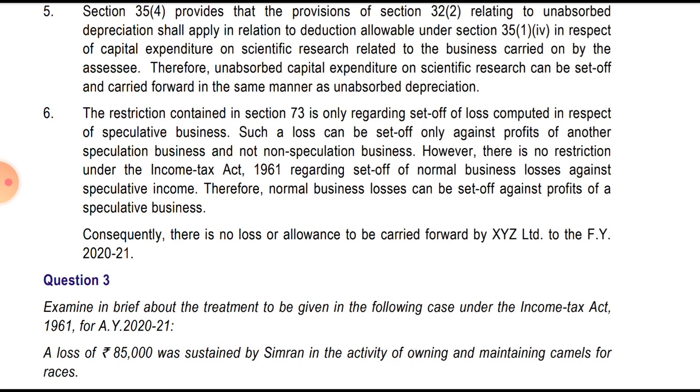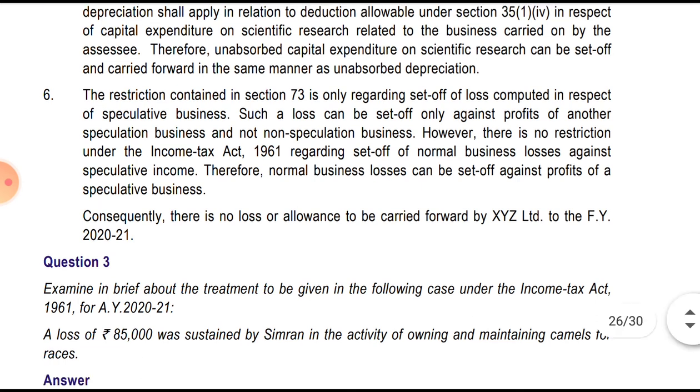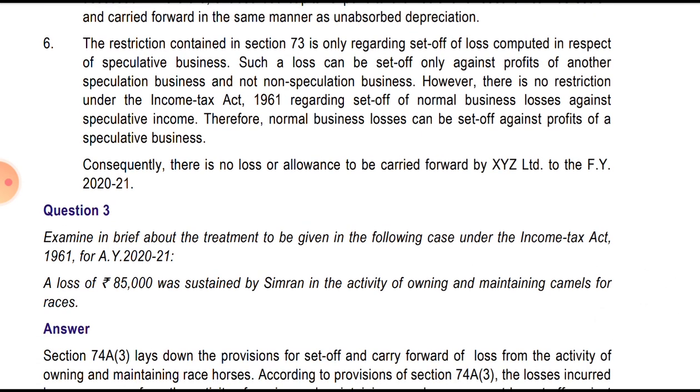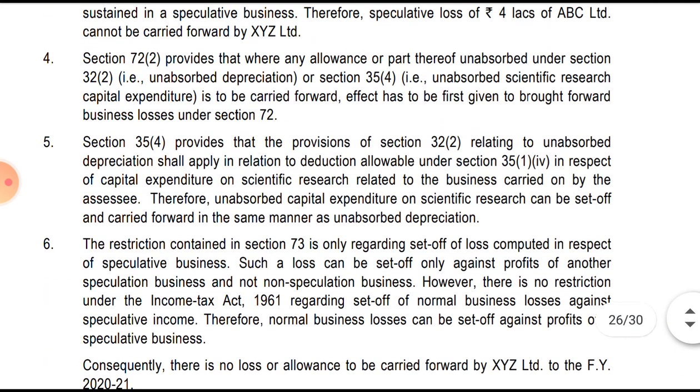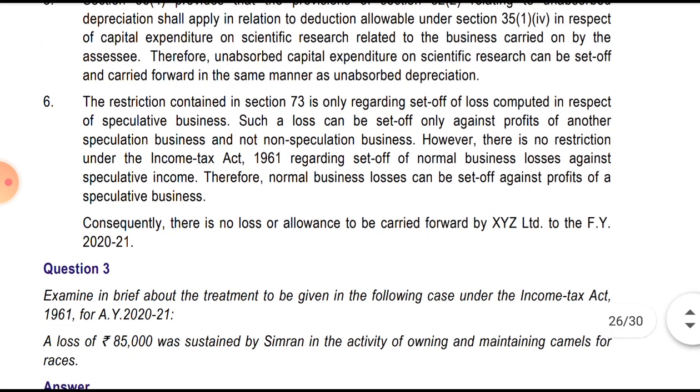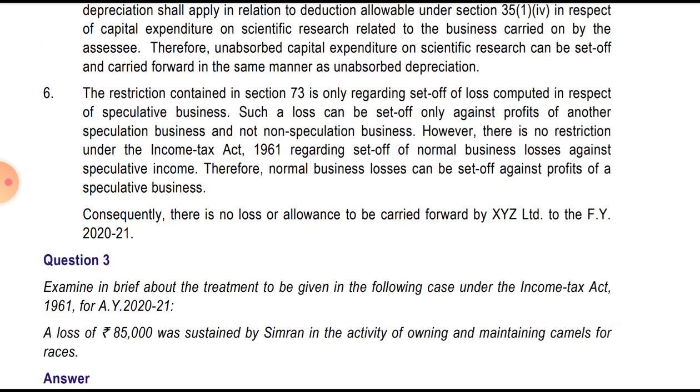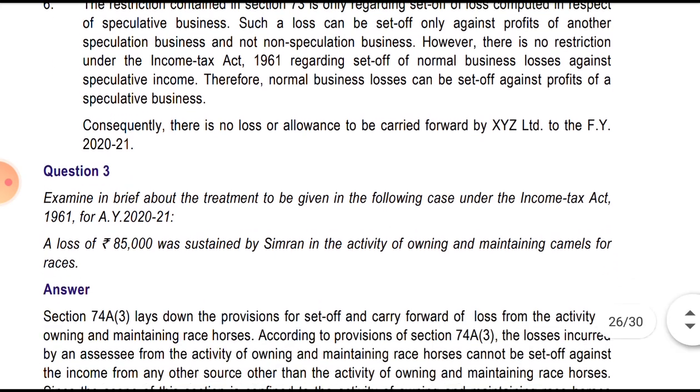Therefore, the normal business loss can be set off against the profit of the speculative business. Consequently, there is no loss or allowances to be carried forward for assessment year 2020 by XYZ. There is no loss or allowances because we had set off those three losses and unabsorbed depreciation and scientific research, and that 4 lakh rupees will lapse. It can't be carried forward. So there isn't any loss or unabsorbed depreciation left for carry forward.